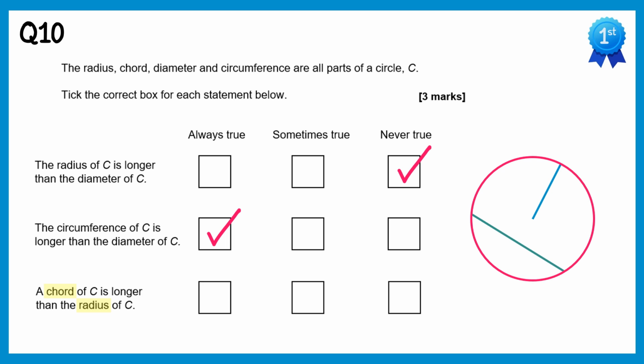So this is a chord, and that chord is longer than the radius. But this is also a chord, and this chord is shorter than the radius. So this statement is sometimes true.